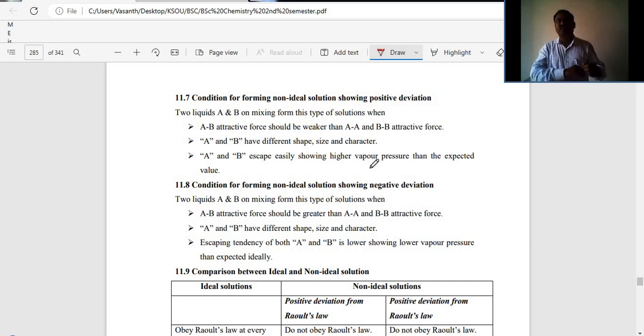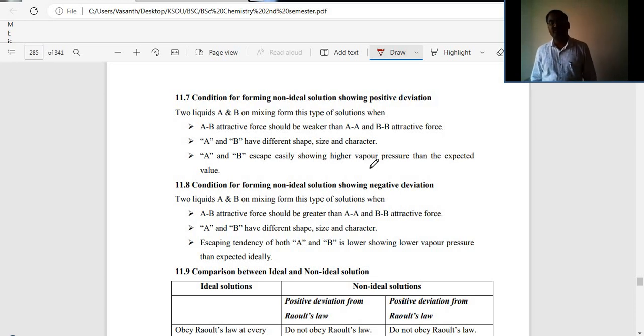What are the conditions for forming a non-ideal solution showing positive deviation? Two liquids A and B form this type of solution on mixing when the AB attractive force is weaker than the AA and BB attractive forces. A and B have different shape, size and character. A and B escape easily, showing higher vapor pressure than the expected value.